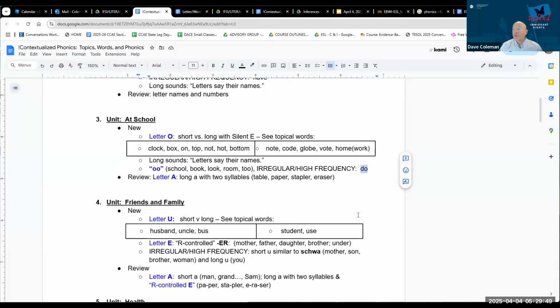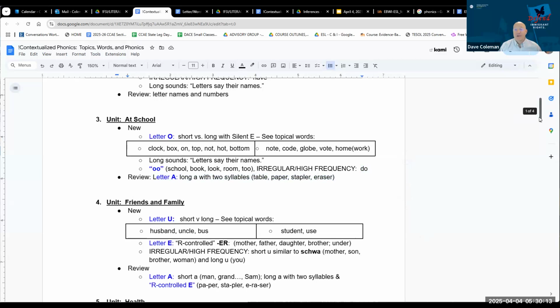That would normally be dough, right? It's an open, I'll use the fancy words, it's an open syllable, right? And that would be a dough. And that's not how we spell it or say it, right? So this is key to point out to students. And then we can review the letter A with the long A: table, paper, stapler, eraser.